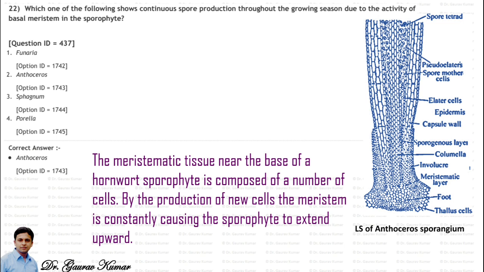So because of this, as the question says, which one of the following shows continuous spore production throughout the growing season due to the activity of basal meristem, because the sporophyte is regularly formed and will subsequently form the spore tetrads in the growing season. So this is all about the activity of the basal meristem in the sporophyte of Anthoceros.